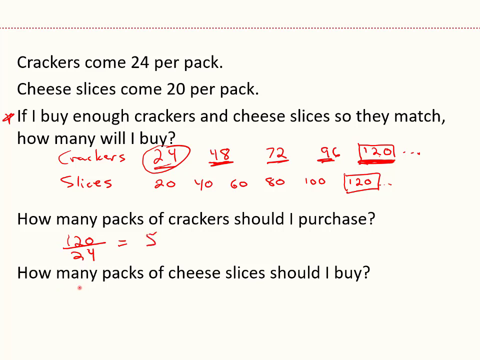And how about the second problem here? How many packs of cheese slices should I buy? So again, it's 120 total slices, and I start off with 20 in a package, and I could read off from the list 1 package, 2 packages, 3, 4, 5, 6, or we'd think 120 divided by 20 equals 6. So I'll need 6 packs of cheese slices.